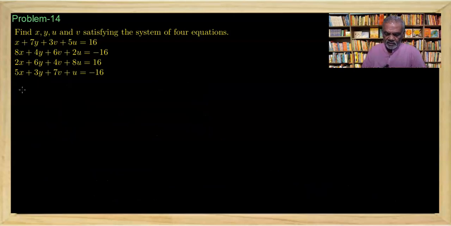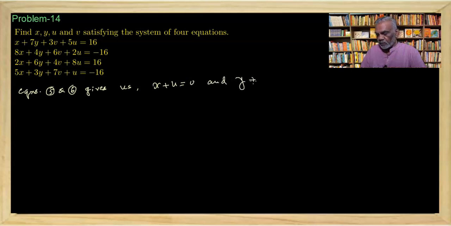Equations 5 and 6 give us x plus u equal to 0 and y plus v equal to 0, because the constant terms 10 and 6 are not 0, and therefore the other factors are going to be 0.